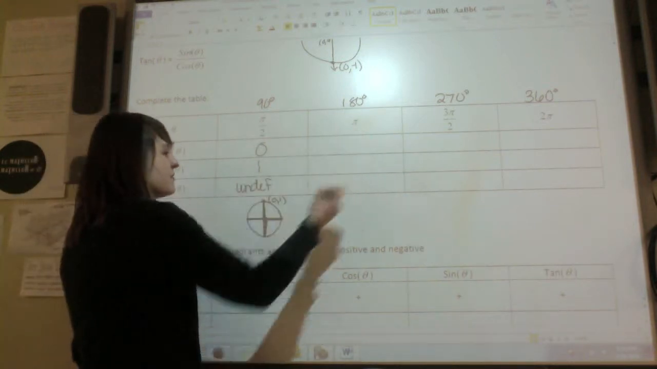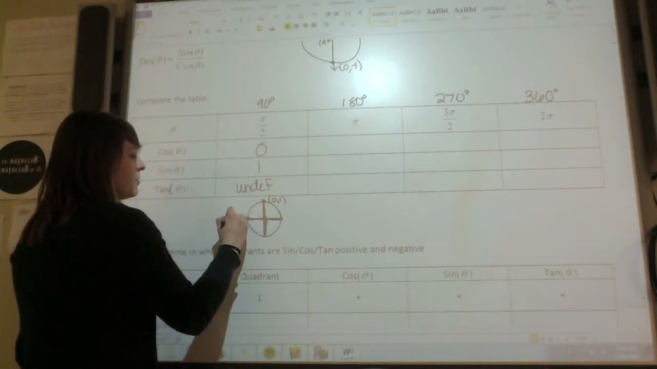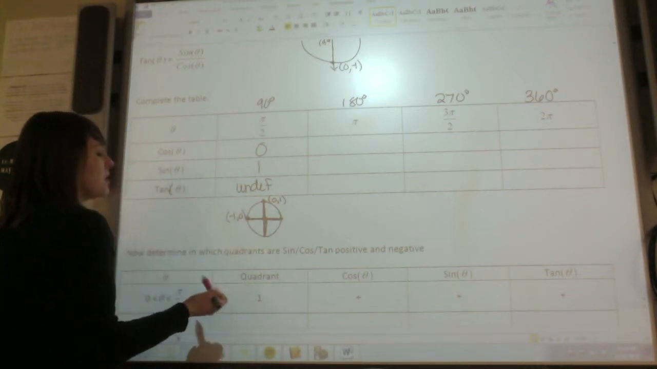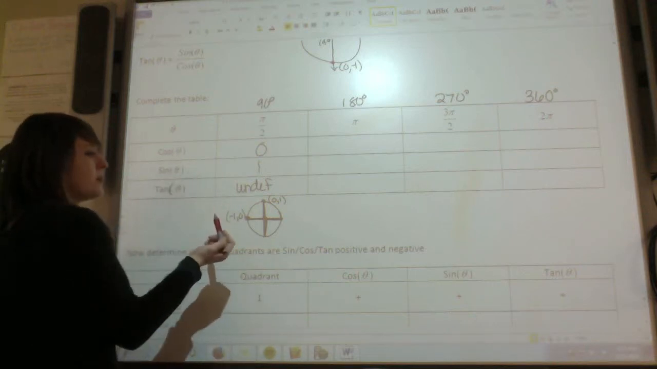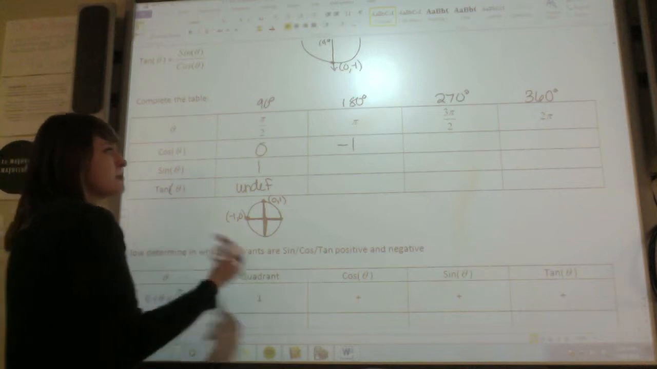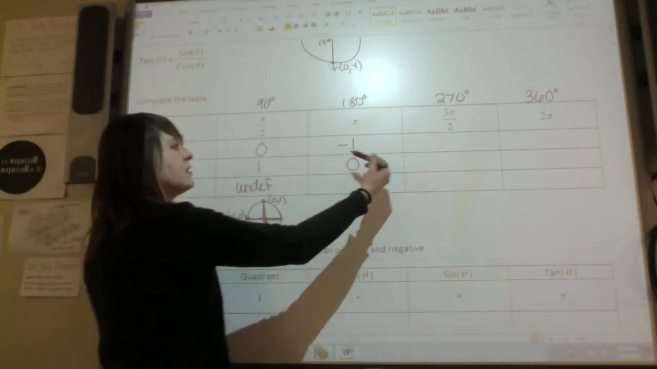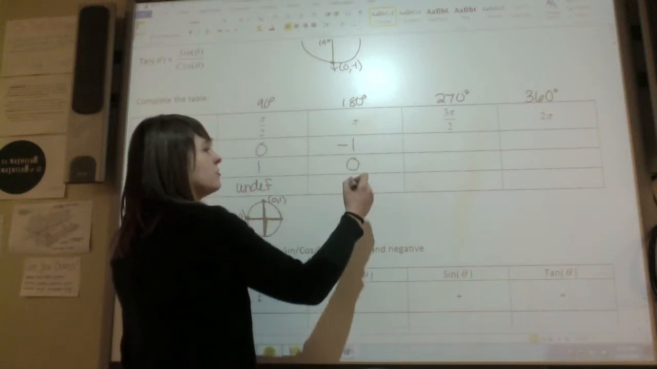Now, if I was going to do the same thing for 180 degrees, 180 degrees is right here, and this coordinate point is (-1, 0). So, my cosine corresponds to my x value, which would be -1. My sine corresponds to my y value, which would be 0. And my tangent is the sine over the cosine, so 0 over -1, which would just be 0.